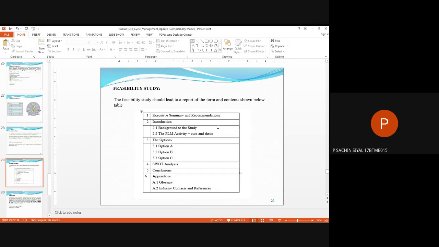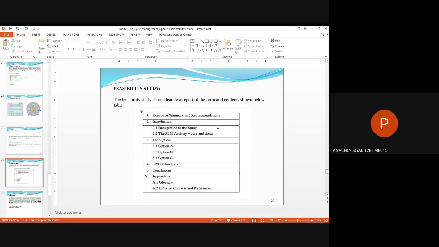So first one is executive summary and recommendation. On what basis you're making the product. In that you need to give an introduction explaining what your product will be doing. Then background to the study: what things you have considered before going with this project. Assume you're making some medical device, for what purpose can it be used? You have done certain research based on it.